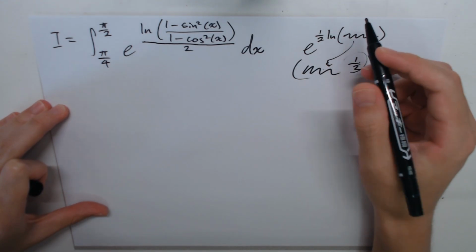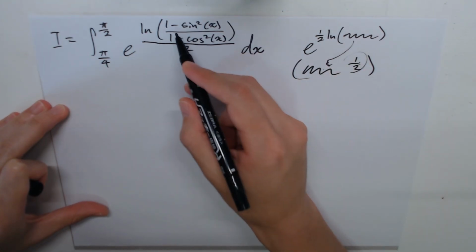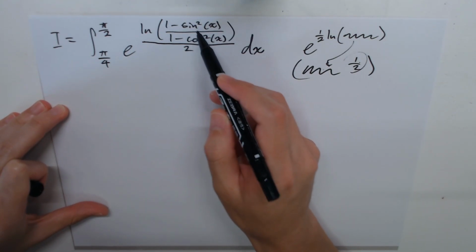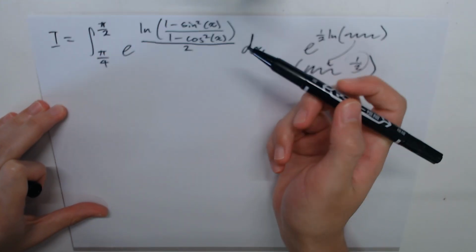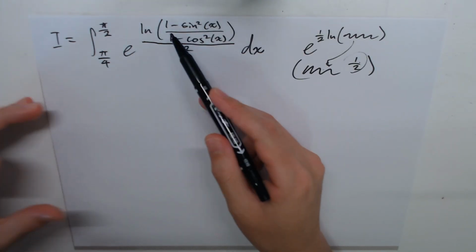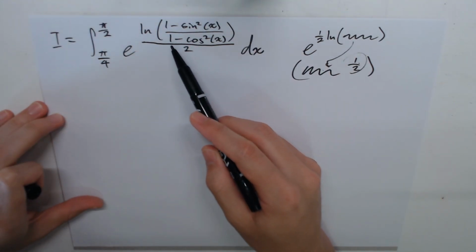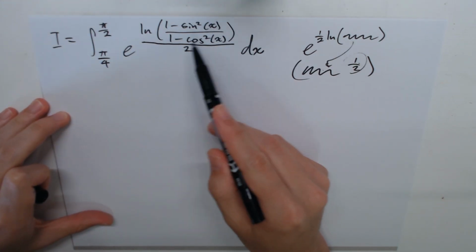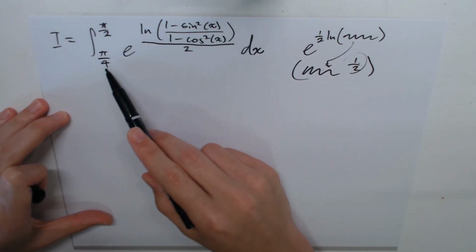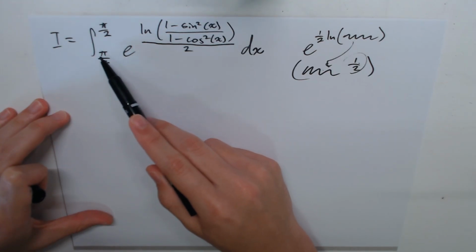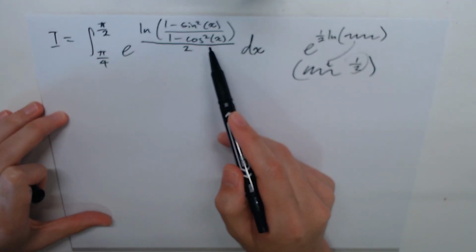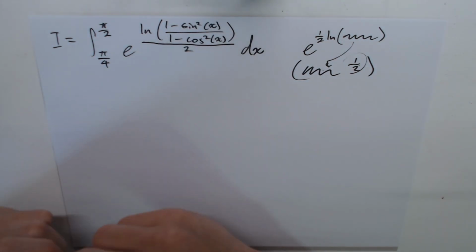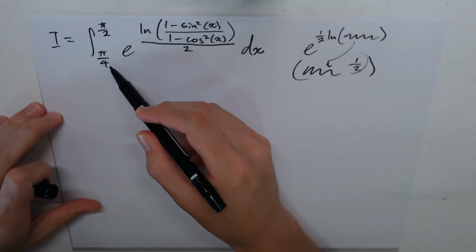But we do need to make sure that the stuff in the natural log is positive, but that should be okay because it's 1 minus sine squared, and sine squared, the maximum it could be is 1. So 1 minus 1 is 0. 1 minus cosine squared, still the same thing. And obviously we don't want a 0 down here, but I don't think it would actually ever happen because the bounds are pi over 4 and pi over 2, and cosine would only actually be 0 at pi over 4.